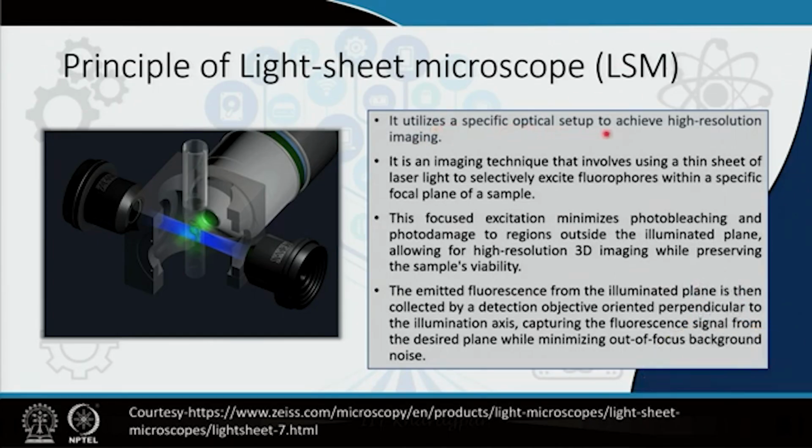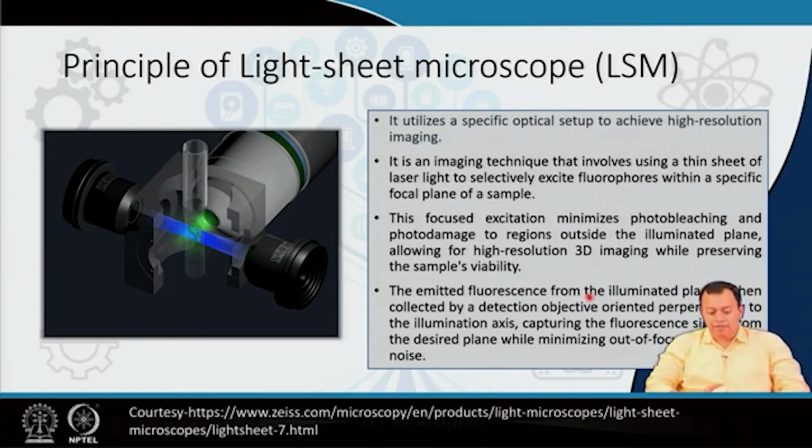It utilizes a specific optical setup to achieve high resolution imaging. It is an imaging technique that involves using a thin sheet of light to selectively excite fluorophores. This focused excitation minimizes photo bleaching and photo damage, and the emitted fluorescence from the illuminated plane is then collected by the detection objective. So, again let us try to understand what is happening.